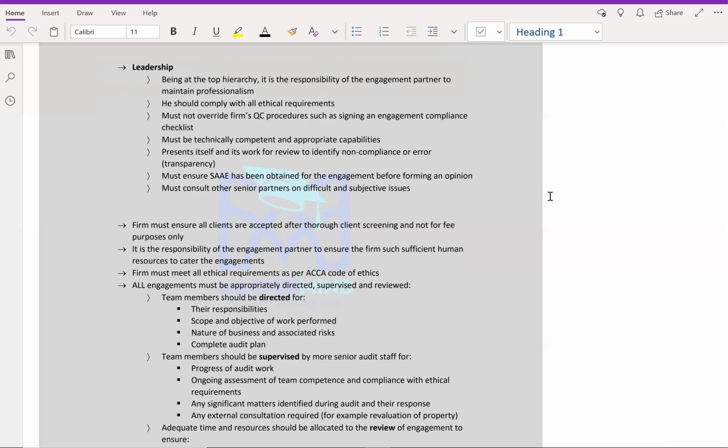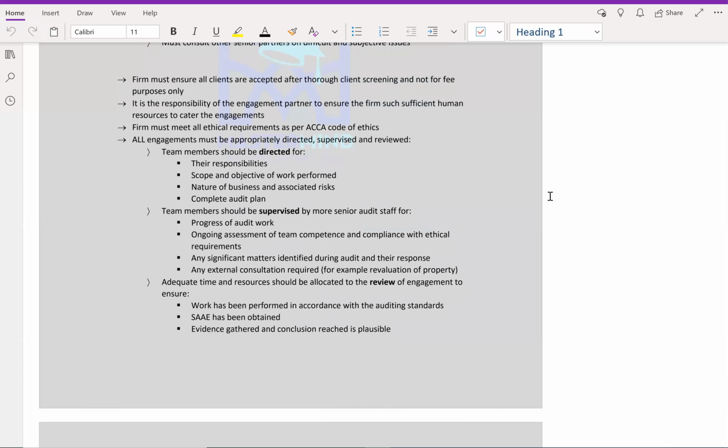The firm must meet all ethical requirements as per the IESBA Code of Ethics. All engagements must be appropriately directed, supervised, and reviewed. What should the team members be directed for? How should they be supervised? And what is the timing of the review? Very important. Team members should be directed for their responsibilities, scope and objective of work performed, nature of business and associated risks, and the complete audit plan.